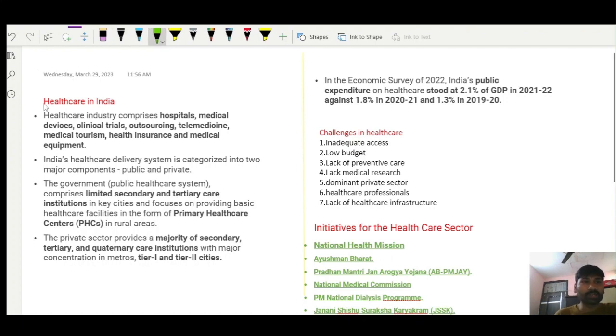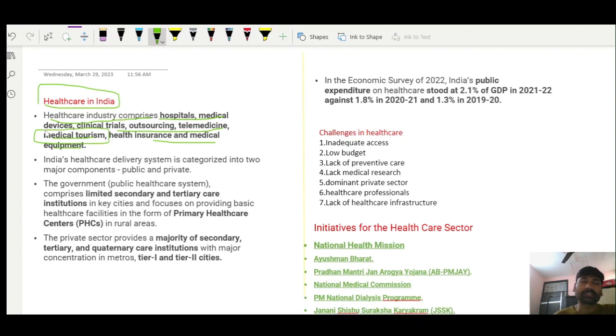So in this backdrop, let's look into healthcare in India, some data and a few issues in the healthcare sector. Right, this is what the healthcare sector comprises: hospitals, medical devices, clinical trials, outsourcing, telemedicine, medical tourism, health insurance, medical equipment, etc.